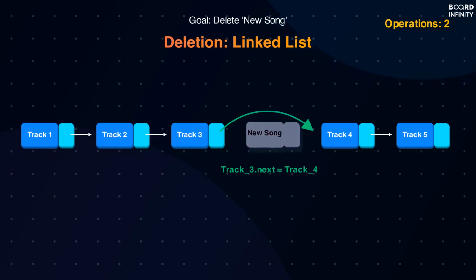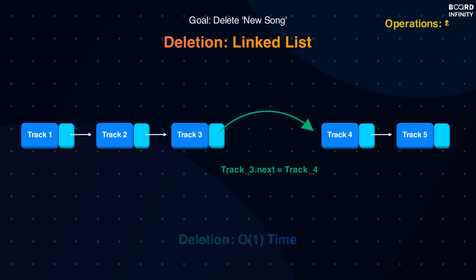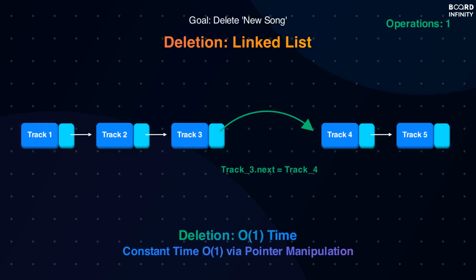The physical removal of the node is a separate, non-critical step that doesn't impact the list's logical integrity or performance. Linked list deletion, like insertion, is an efficient O(1) operation, requiring only a single pointer update. This scene has clearly demonstrated how linked lists achieve constant time insertion and deletion through pointer manipulation, a significant advantage over arrays which require costly element shifts.